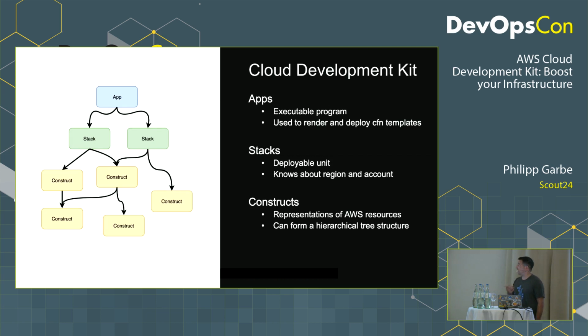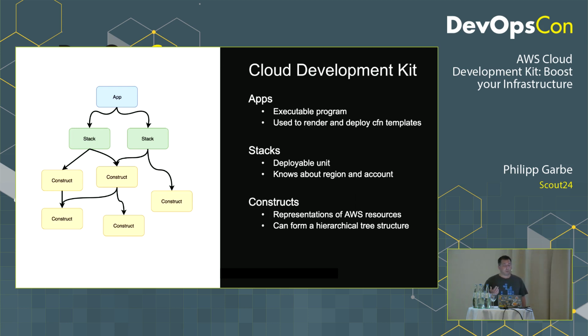How does CDK itself look like? So you have 3 different objects in CDK. The first thing is an app, which is the executable program which is then used to render and deploy your CloudFormation templates. We'll see that later in detail, but normally you don't have to deal so much with an app.